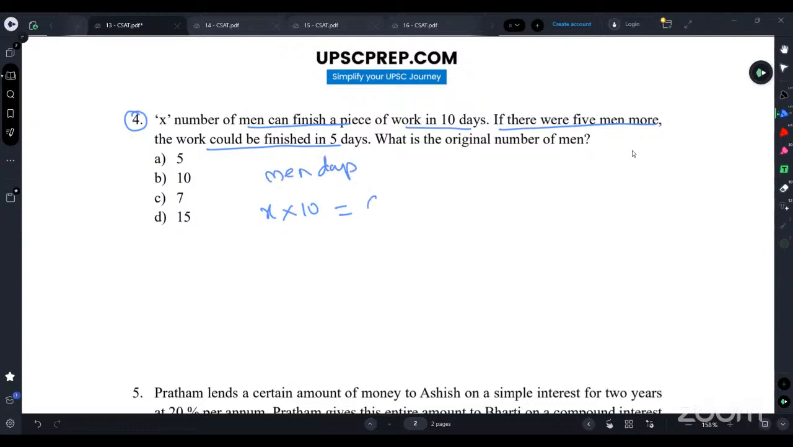Now, what is happening? You are adding 5 more men to it, and you are able to reduce the work time by half, right? Now the number of days required is only 5. So basically, if your work time is getting reduced by half, you are increasing the number of men by double, right? You are adding 5 more men, so there should be exactly 5 men before, because you are doubling the number of men. That is why your work time is getting reduced by half. So there should be 5 men initially. Even if you solve this question, you will get the value of x as 5, right?